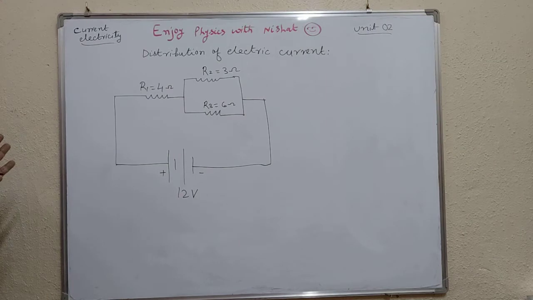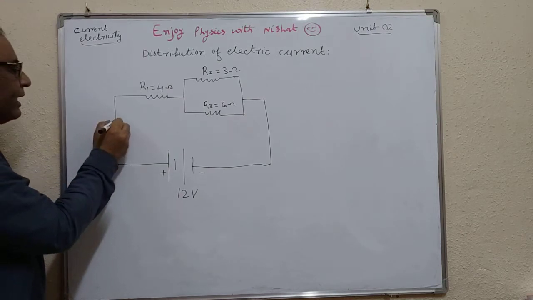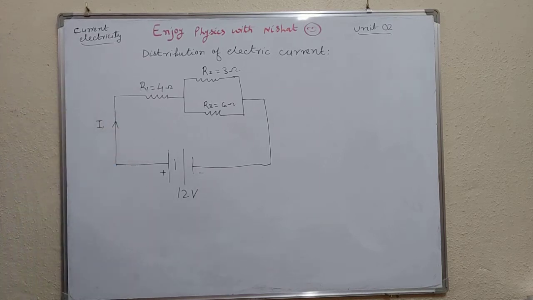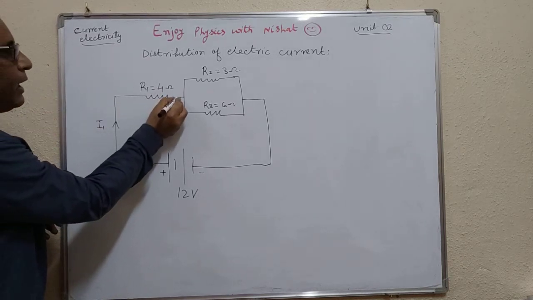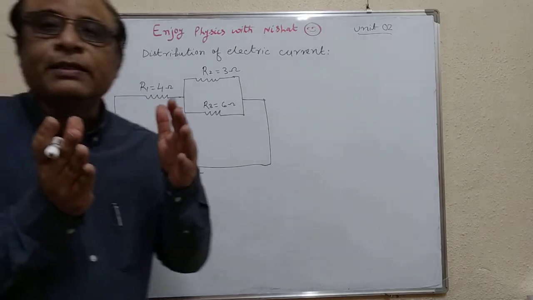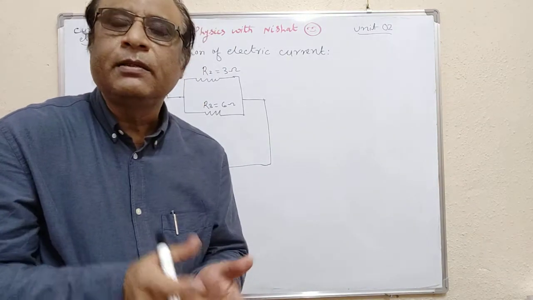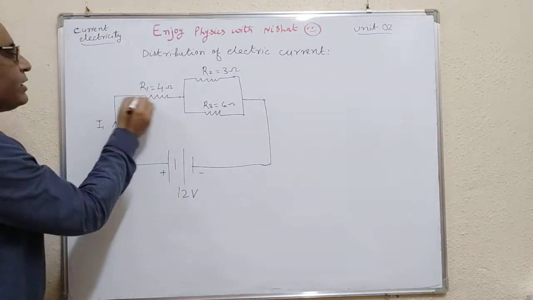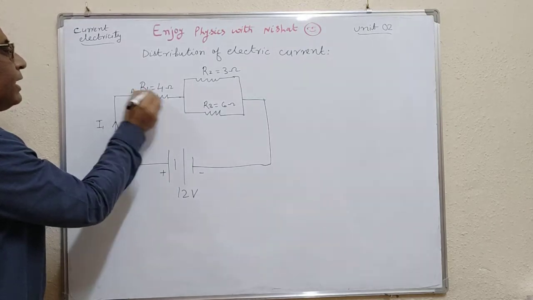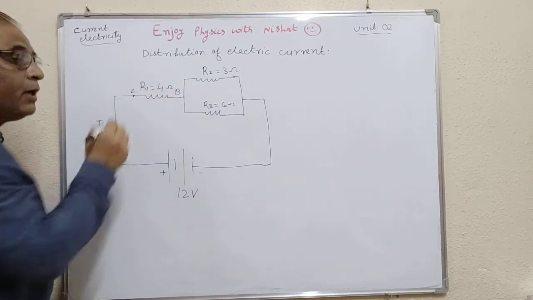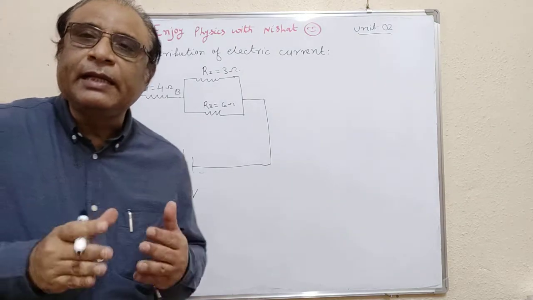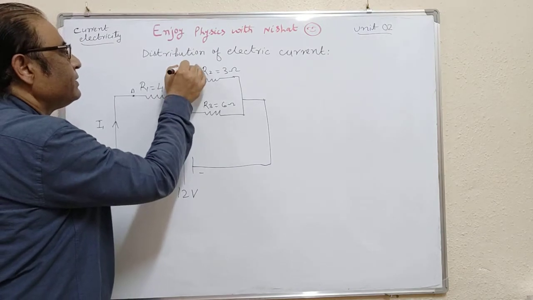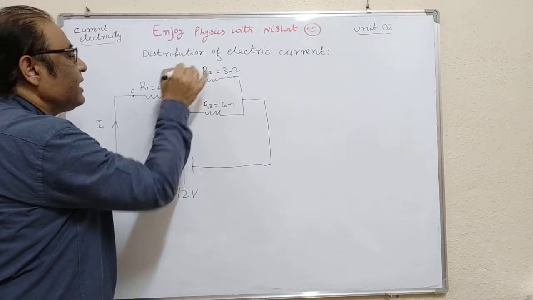Now this is the network. Definitely the main current is I. And I current flows till here at this point. After that we get a junction, and after the junction the current distributes. So current is distributed after this point. If this is the point A and this is the point B, after point B the current is distributed in two branches. So consider here I1 and consider here I2.